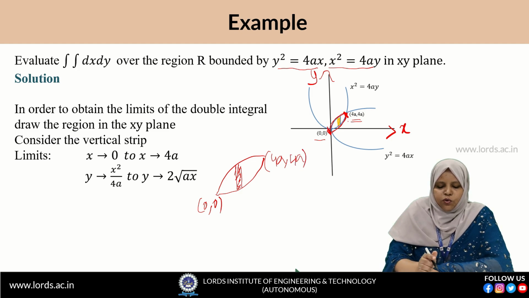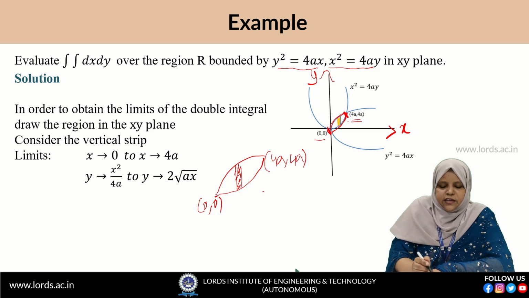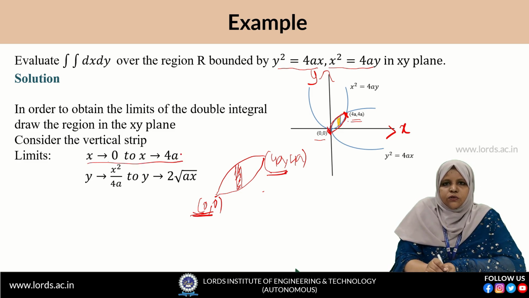Okay. When I move the strip from 0 comma 0 to 4a comma 4a, how am I moving? I am moving from left to right. On which axis am I moving? I am moving on the x-axis. So with that I am going to get the limits of x. How is x changing? x is changing from 0 to 4a. So with that I have got the limits of x are 0 to 4a.